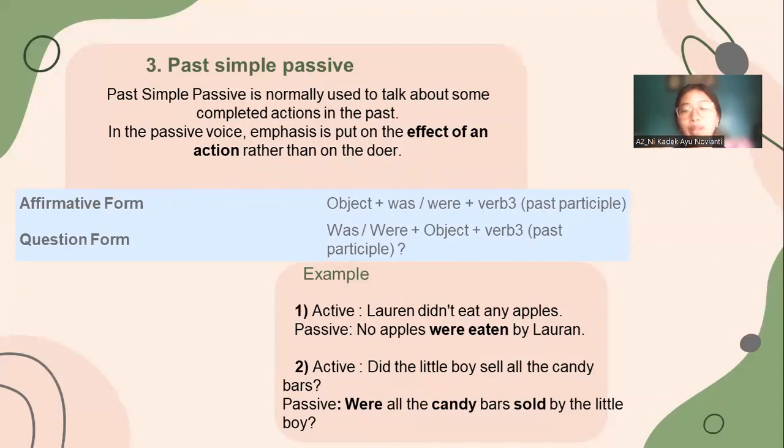For example, Laura didn't eat any apple. And the passive is: no apple was eaten by Laura. The question is, did the little boy sell all the candy bars? And the passive question is, were the candy bars sold by the little boy?